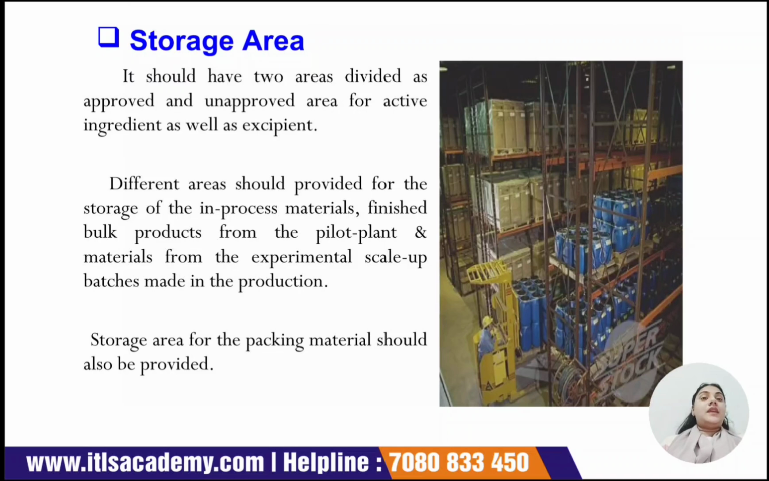So the storage area should have two areas divided as approved and unapproved area for active ingredient as well as excipient. Different areas should be provided for the storage of in-process material, finished bulk product from the pilot plant, and the material from the actual scale-up batches made in production. The storage area for packaging material should also be provided.